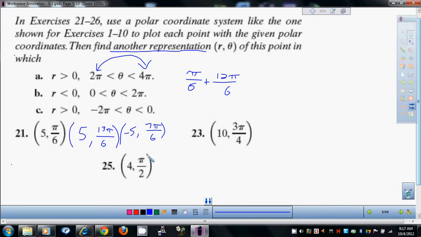Part C, which I will do down here. Positive radius. So we're just finding a coterminal angle again. But instead of adding 2 pi, they ask us to do what? Yeah, subtract. We're in a lower range now. So we subtract 2 pi from that, and what do you get? Very good. Negative 11 pi over 6. Boom. There's A, B, and C.